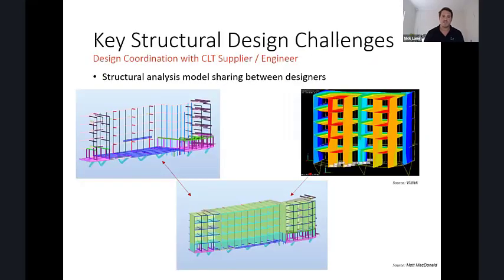So some of the key challenges we talked about previously a little bit was the coordination between ourselves as base build structure designer and XLAM and Vistec designing the CLT. Nowadays, obviously, we like to use our analysis models a lot to do our design, and we were able to use similar software and transfer between each other's models relatively easily to make sure that each structural system was working as they needed to in response to one another. Next slide, please.